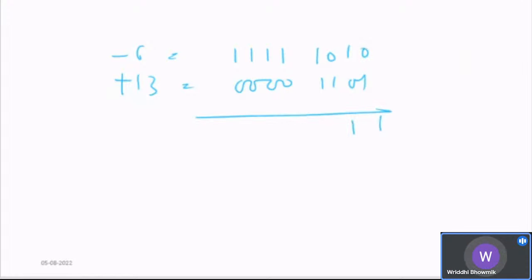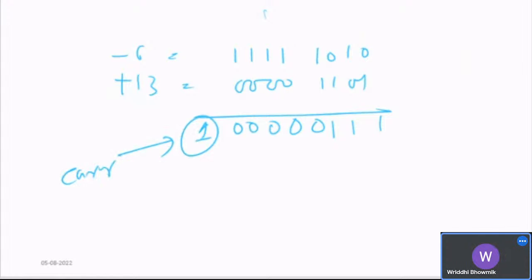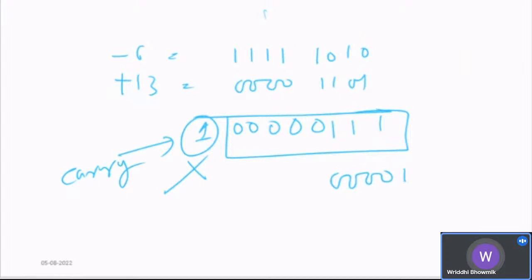You have 1 1 1, then 0, then again 0 0 0 0, again 1. So this is the carry bit. You just discard this bit and this gives you the result, which is 0 0 0 0 0 1 1 1. So this is the +7. From here also you can get the +7.